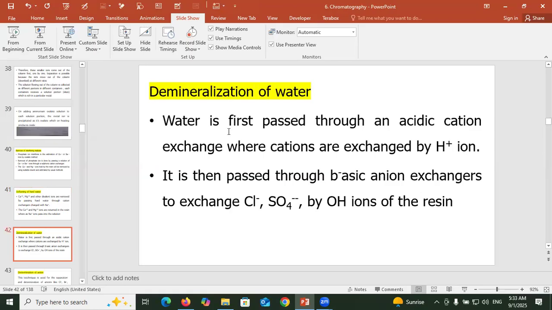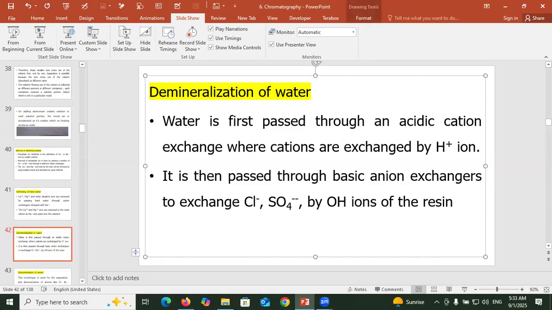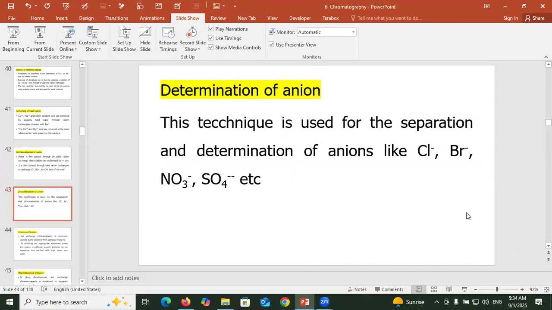Demineralization of water. Water is first passed through an acidic cation exchanger where cations are exchanged by hydrogen ions. It is then passed through the basic anion exchangers to exchange chloride, sulfate, and other ions for hydroxide ions of the resin. Determination of anions: this technique is used for the separation and determination of anions like chloride, bromide, nitrate, sulfate, etc.